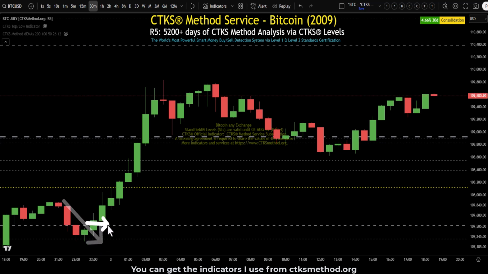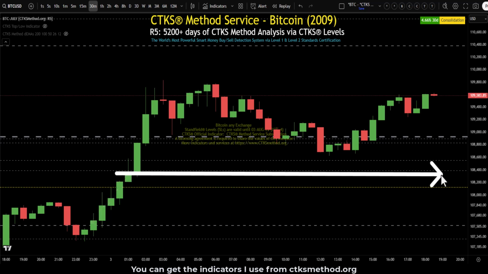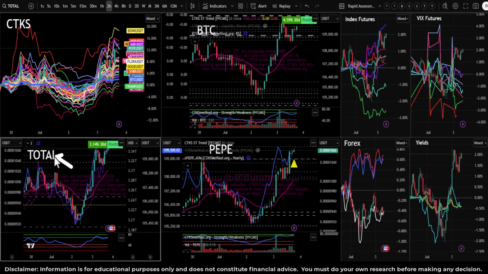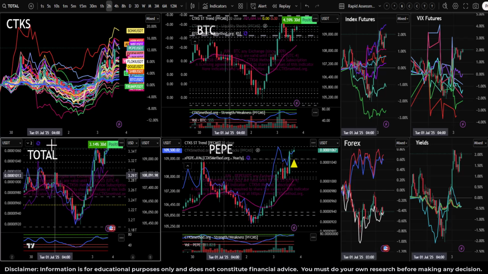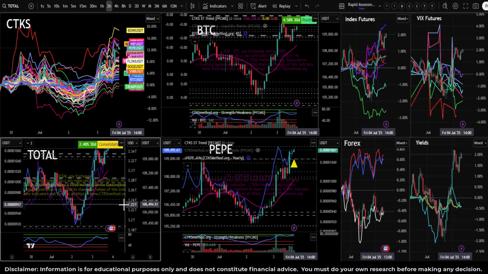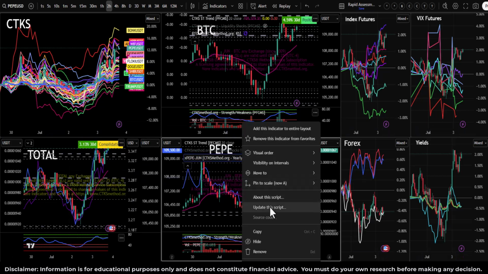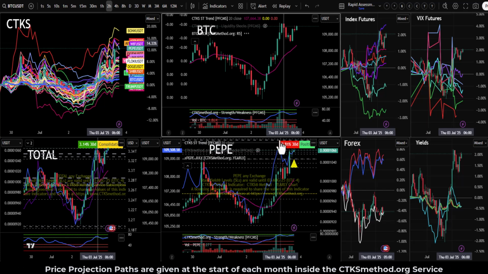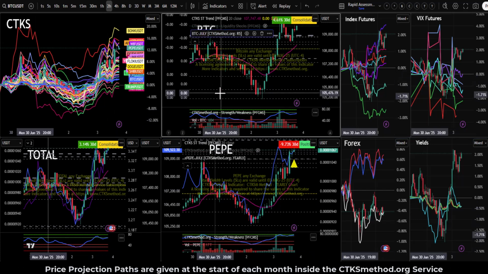When you find that structure is getting overpassed, for example, we saw this consolidation around here and an upward thrust. That brought us up to this 108,400 fairly quickly. Just a quick note to members of the CTKS method service. When you get your new indicators, you will notice this recycling icon appear. To update the indicator, just right click on the background, update this script, and you will see all the lines change. You are good to go.